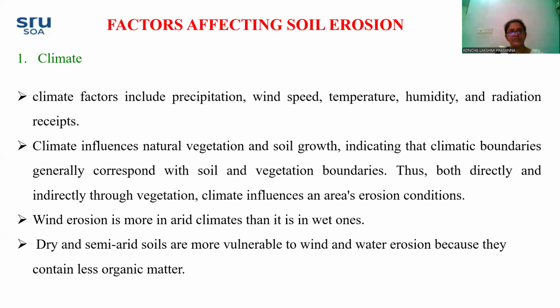One is the climate. The climate factors include precipitation, wind speed, temperature, humidity, and radiation. So these are all the climate factors which affect the soil erosion. Wind erosion is more common in arid climates than in wet areas. Erosion mostly takes place in arid and semi-arid conditions when compared to wet areas. Arid and semi-arid soils are more vulnerable to wind and water erosion because they contain less organic matter. In the meanwhile, they also contain a less fertile layer of soil.